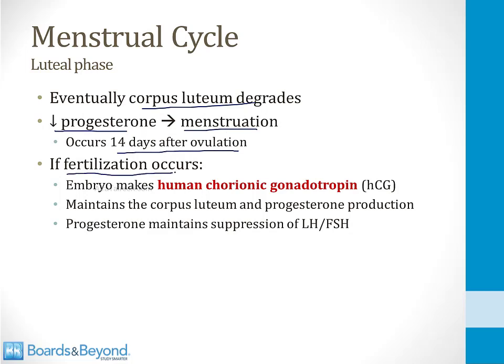Now, if fertilization occurs, the embryo will begin making human chorionic gonadotropin, or HCG. This will maintain the corpus luteum and maintain progesterone production. This will keep the levels of LH and FSH low so that the menstrual cycle does not start all over again in the setting of pregnancy.